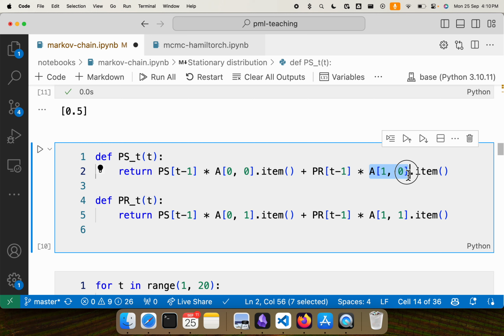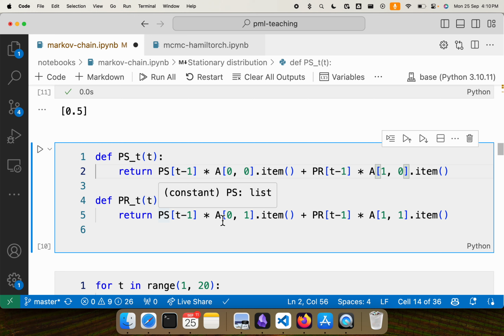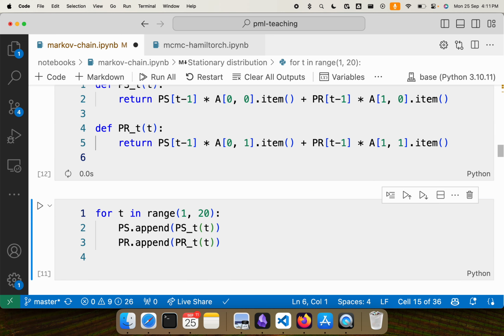Does everyone follow this? The probability of it being sunny today is the probability of being sunny yesterday times the transition from sunny to sunny, plus the probability of it being rainy yesterday and a transition from rainy to sunny. Similarly, the probability of being rainy today is sunny yesterday and the transition from sunny to rainy, plus rainy yesterday and a transition from rainy to rainy. This is just encoding the 4 different elements of the transition matrix, and this is where the hint to the matrix power comes in. We have multiplied PS into A00, PR into A10, PS into A01 and PR into A11. This should give us a hint of how the matrix power was coming in.